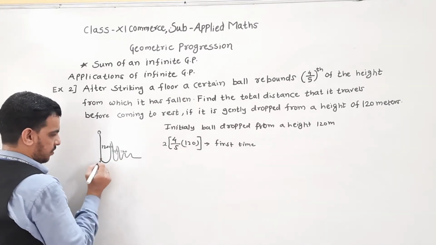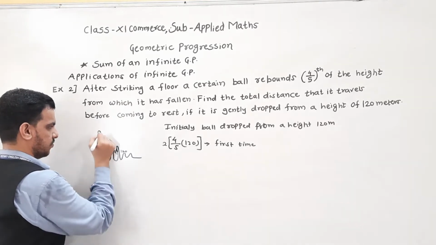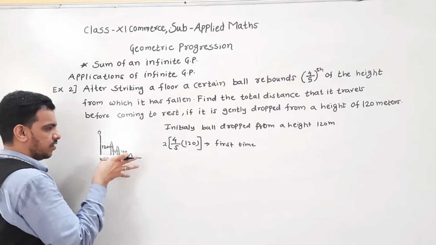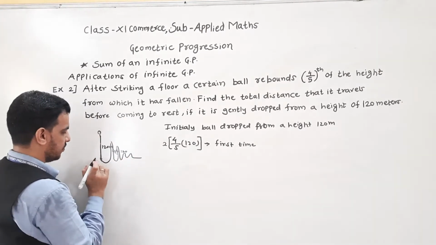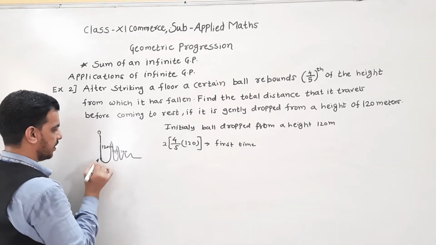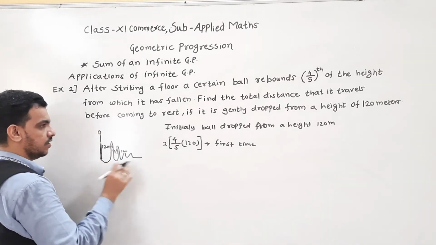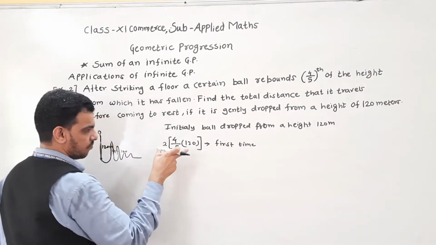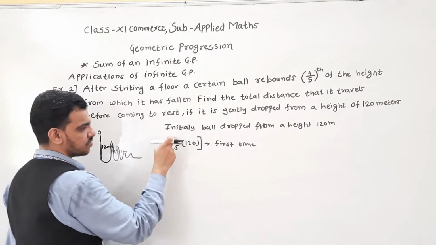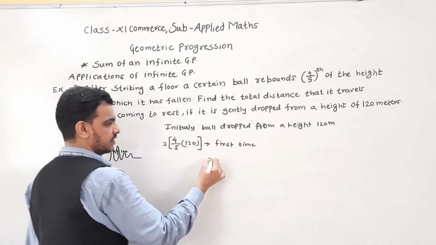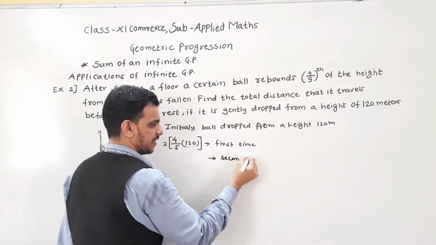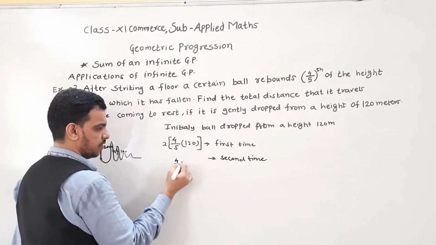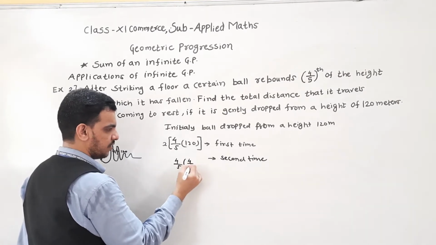Actually it is in the same line, but for the diagram I am taking it this way. Okay, but it is in the same line. Now for the first time when it rebounds, the ball covers distance 2 times 4/5 of 120. Then when it rebounds the second time, it covers distance 4/5 of this distance, 4/5 of 120.